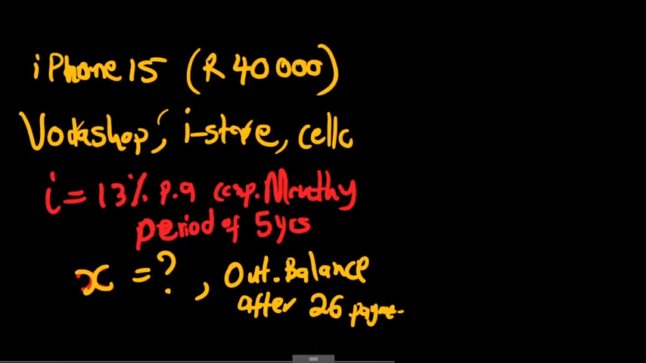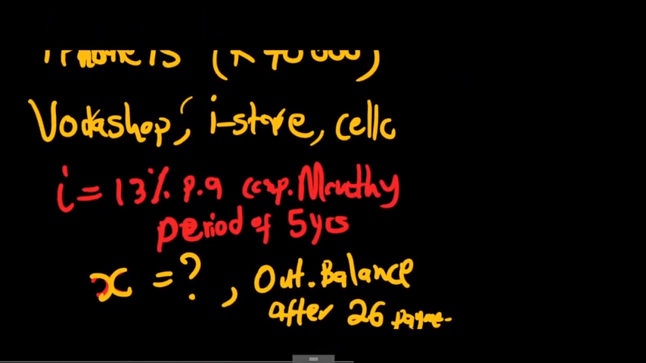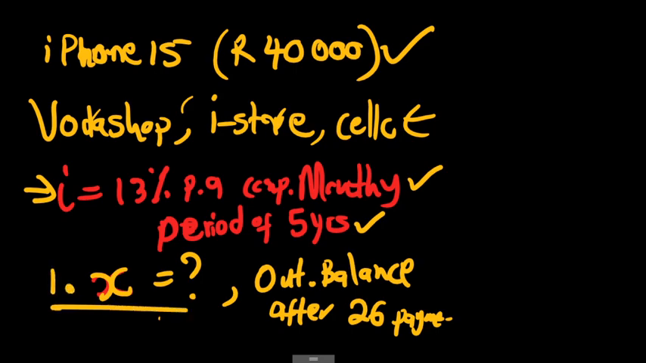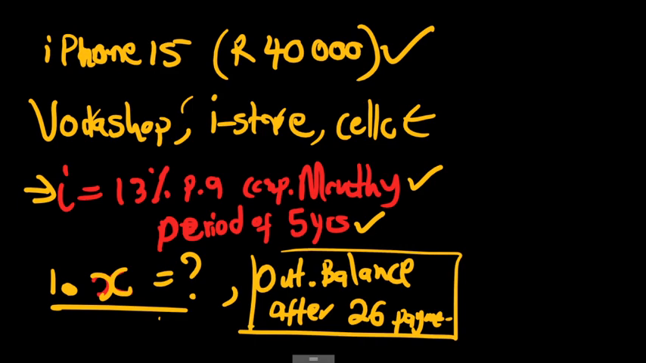Let me just unzoom it. So as you can see, it's an iPhone that costs 40,000 rand. You go to these shops, you take it on a contract, and they tell you this is the interest rate they're going to charge you, compounded monthly for a period of 5 years. So the first thing is to find the monthly payment you're supposed to pay, and then the outstanding balance after 26 payments. Do this and let me know in the comment section whether you are able to solve it.